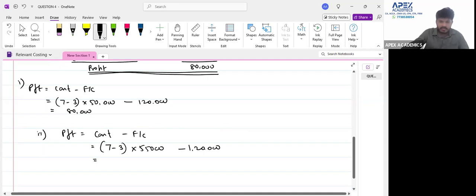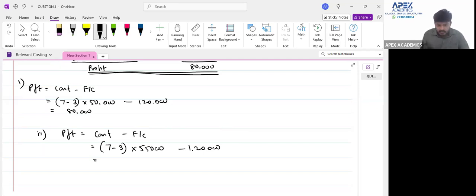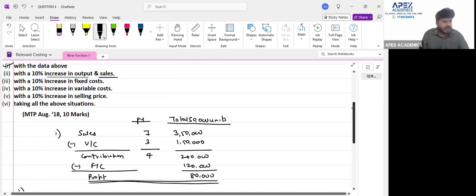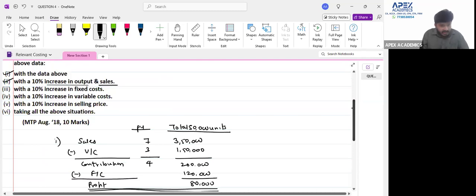4 multiplied by 55,000 is 2,20,000. So what is your profit? 1,20,000. Simple. This one is also over. Now, the 10% increase in the fixed cost. What is the third scenario?